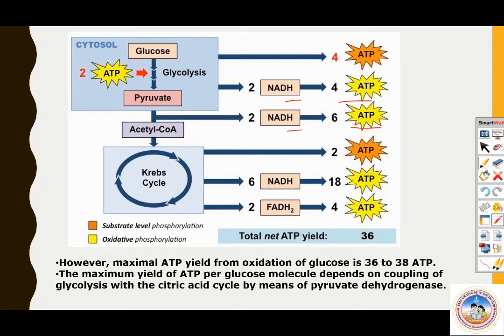And finally you will have the Krebs cycle. I will teach about this balance sheet a little later, so that it will be easy for you. So totally there will usually be 36. However, the maximal ATP yield of oxidation of glucose is 36 to 38. Am I clear to you? I will tell you about this a little later. Keep this in your mind.